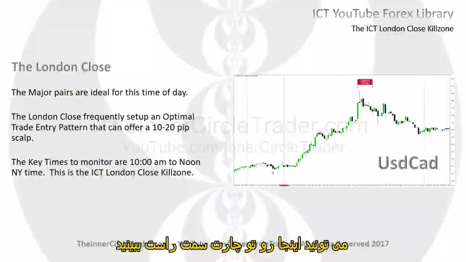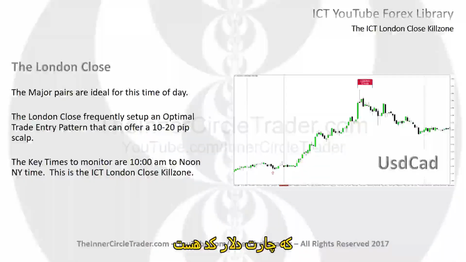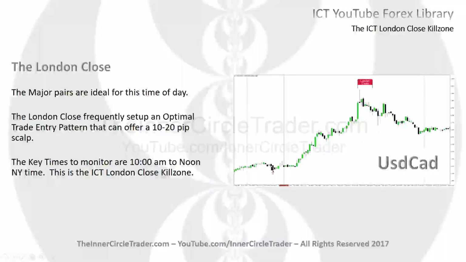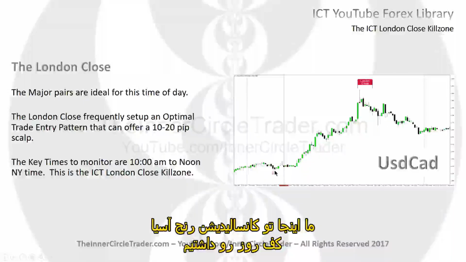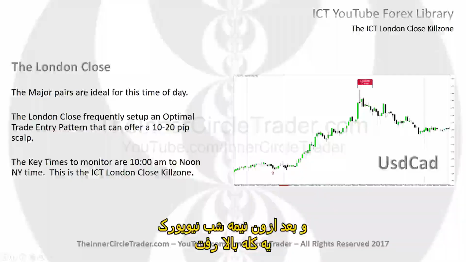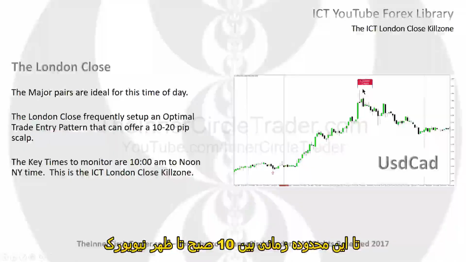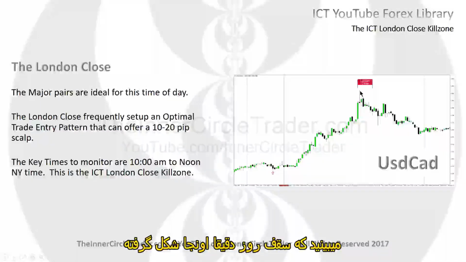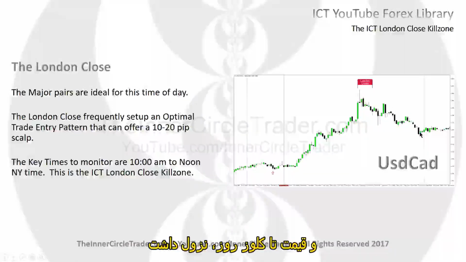As you can see here on the chart on the right, this is a dollar CAD chart. You can see the beginning of the day, we had consolidation, but in that consolidation during the Asian market, we create the low of the day. Then after midnight New York time, the market rallies one-sided all the way up into the time window that's delineated between 10 a.m. and noon New York time. This is the London Close Killzone. You see the daily high formed exactly within that little window of time, and then price subsequently traded lower into the close.